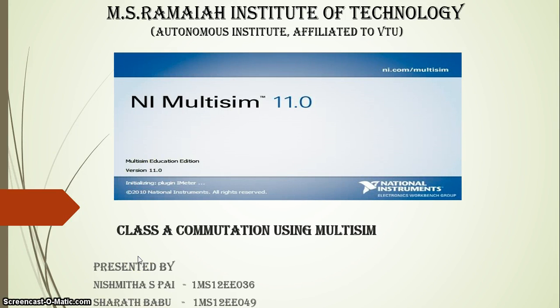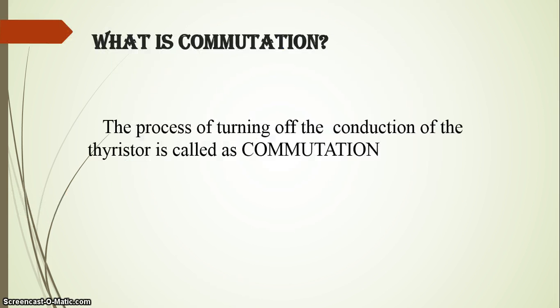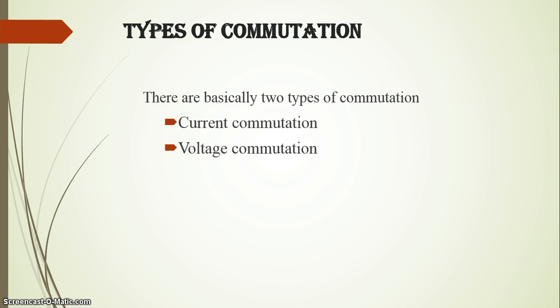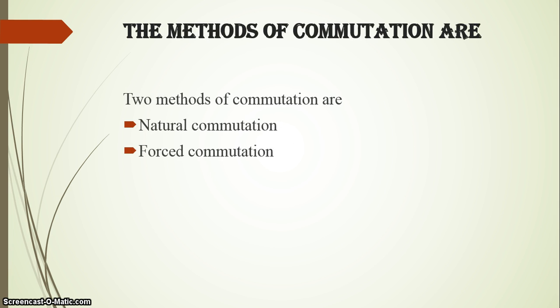On Class A commutation using Multisim. What is commutation? The process of turning off the conduction of the thyristor is called commutation. Types of commutation: basically, there are two types of commutation, current commutation and voltage commutation. The methods of commutation are natural commutation and forced commutation.